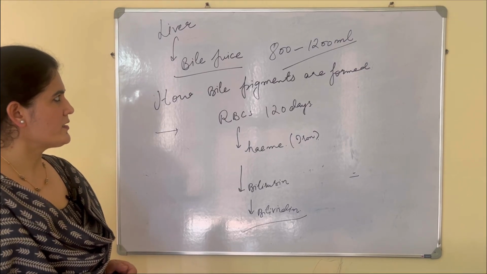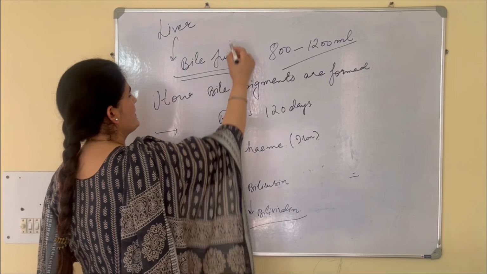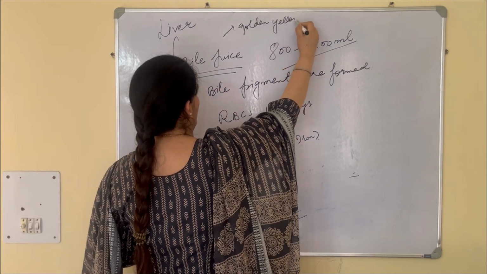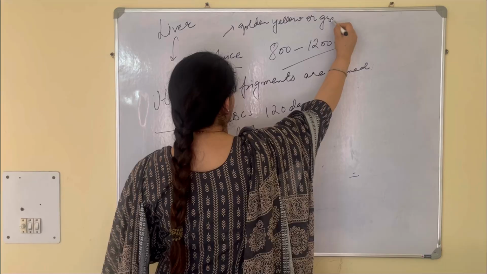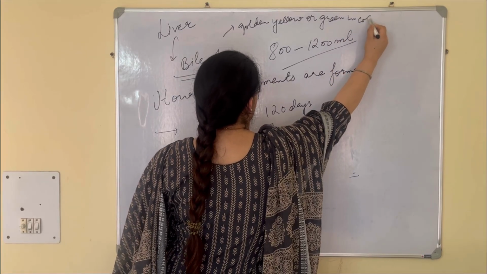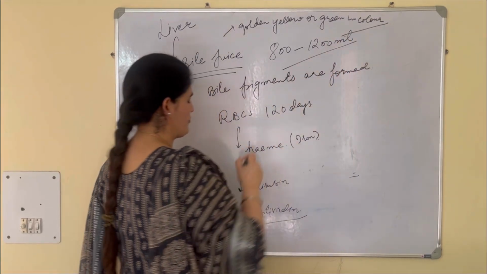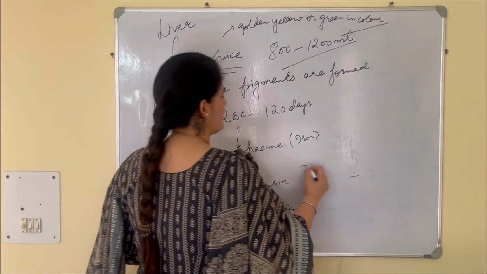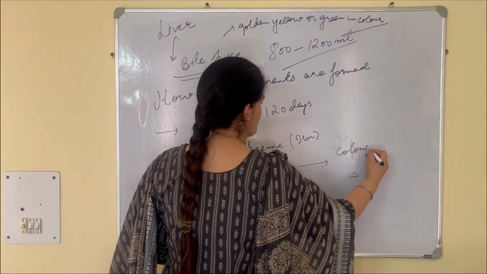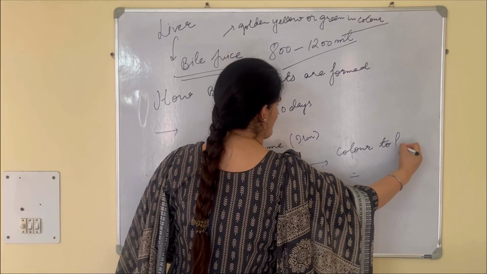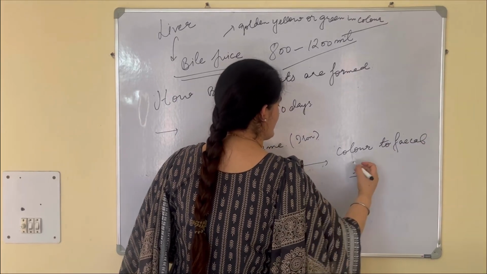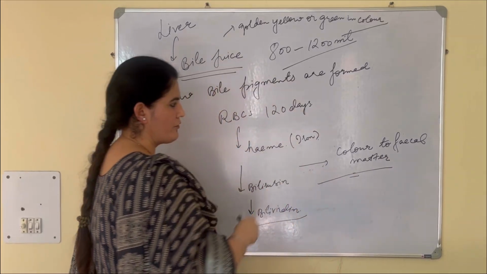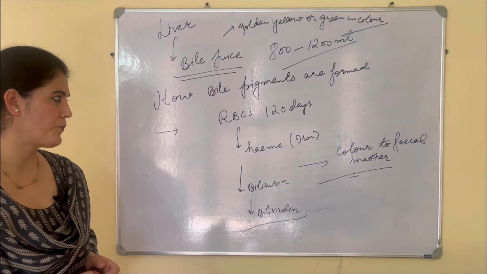You remember that bile juice is golden yellow or green in color. This bilirubin and biliverdin give the yellow color to fecal matter. Due to these pigments, the color of our fecal matter is yellow.